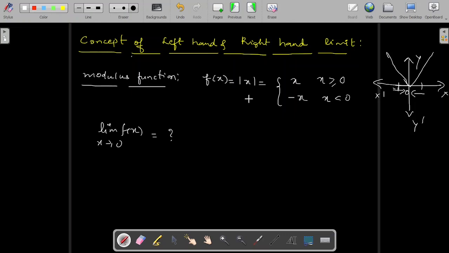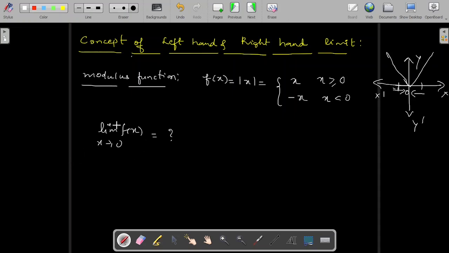The modulus function is given by x if x is positive or equal to 0, and minus x if x is negative. For all negative input, the output is minus of minus x, so it gives you a positive value. For all positive inputs, the output is already positive. So the modulus function gives you only positive output. This is how the graph of the modulus function looks.